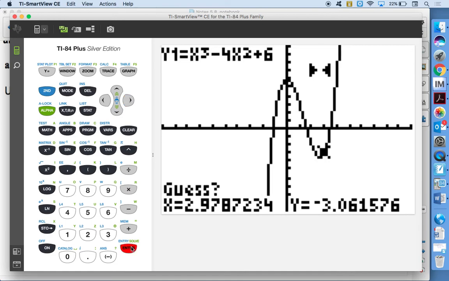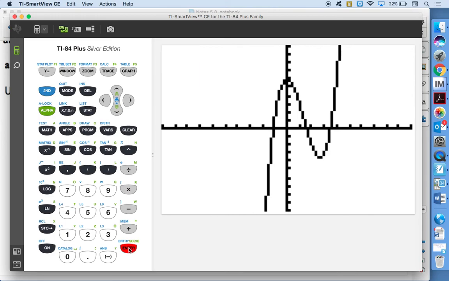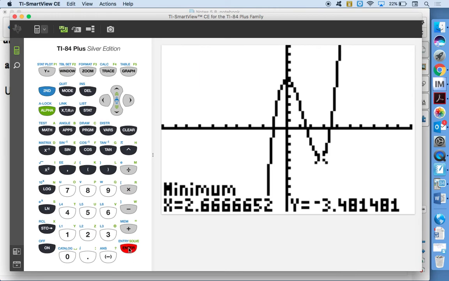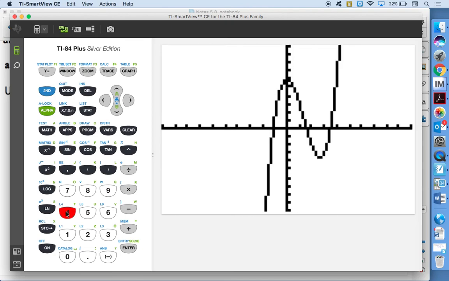Never do anything for guess. You just hit enter one more time. And then it says we have a minimum at 2.6 repeating and negative 3.48. So you can write those down for that graph. There should be a little blank for that. If I want to find the maximum, I just go back and do number 4.